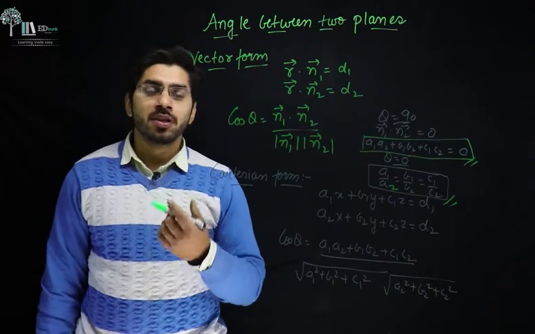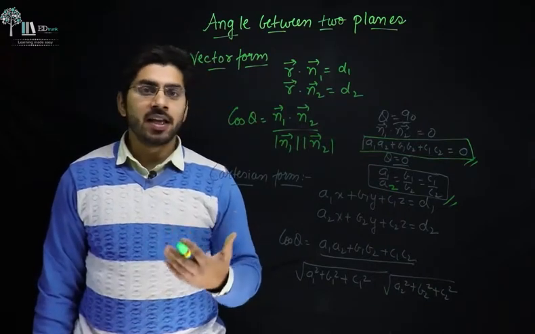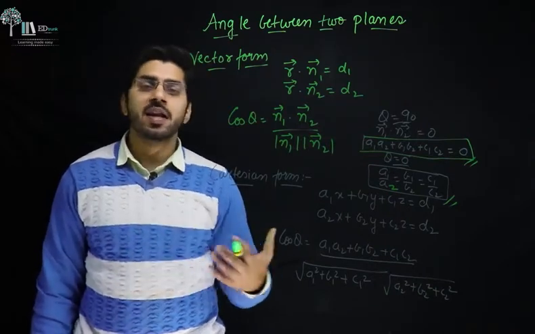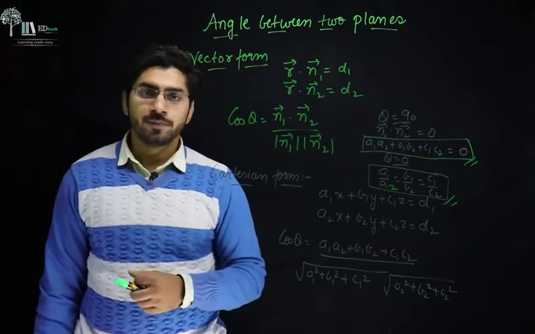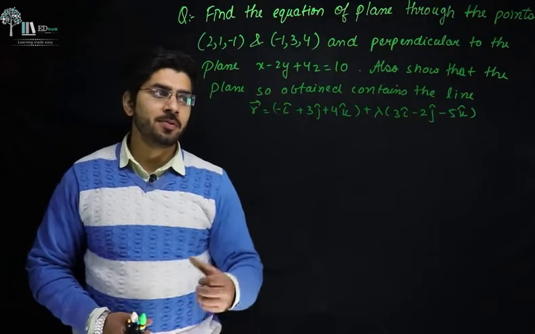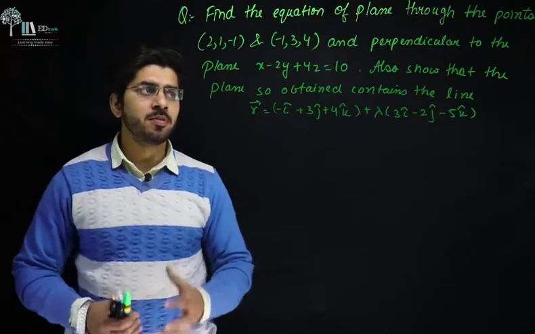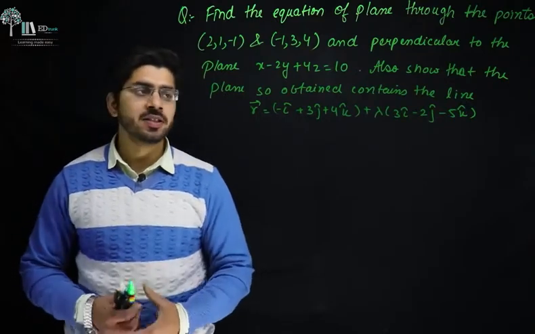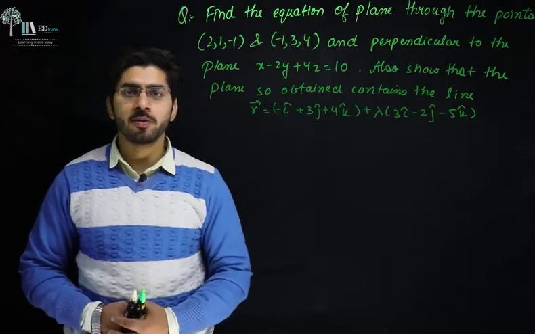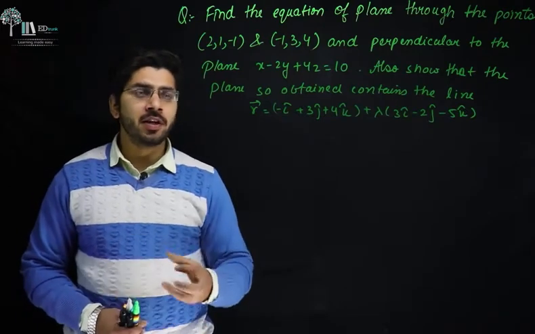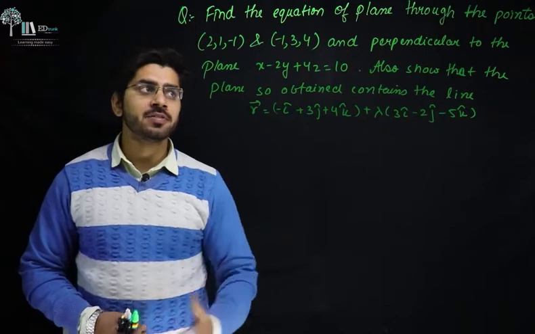Just similar to line. In the line we take the direction ratios of the line. Here we take the direction ratios of the normal. Now we will see a typical problem on the equations of plane. This is a kind of problem which you will be asked in your examination. But if we understand the concept, then it will be very easy for us.